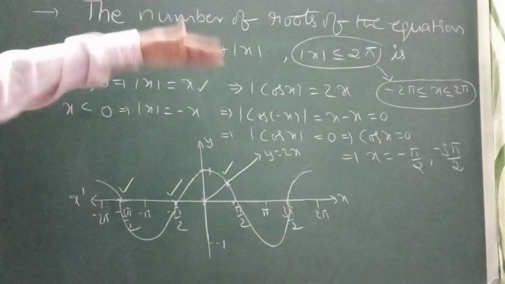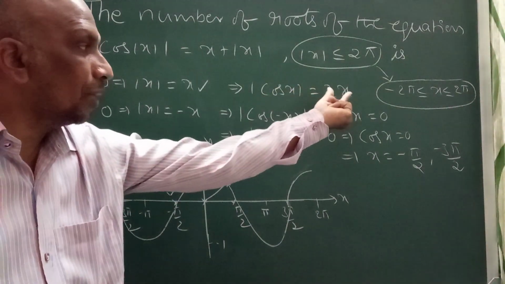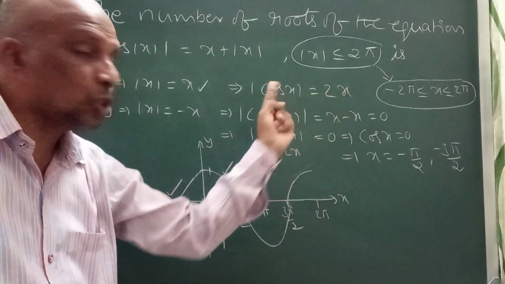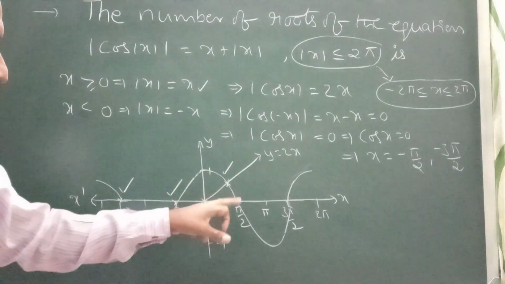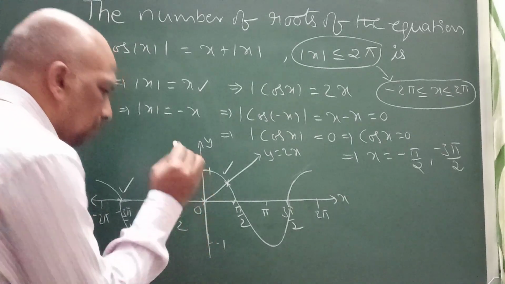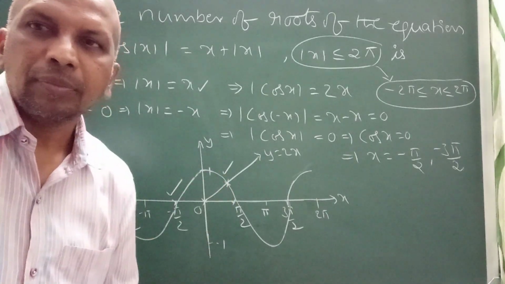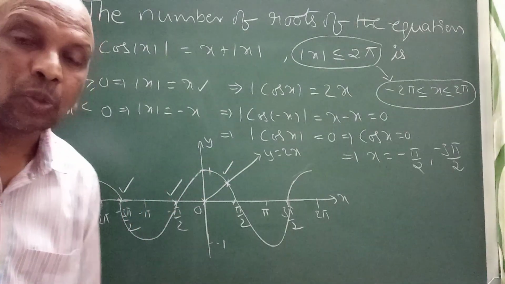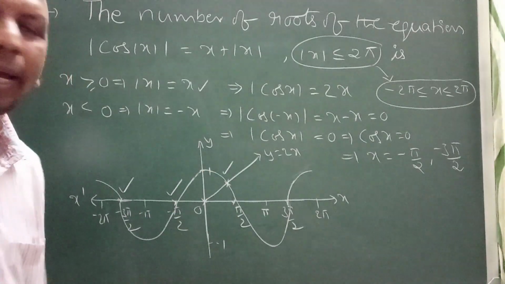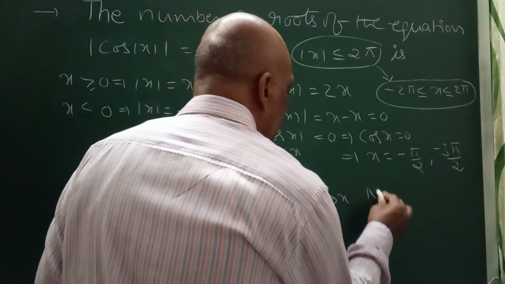Understood here? The graph cuts y = 2x at only one point between 0 and π/2, because the intersection of these two gives one point. So in total this gives three solutions. So the number of solutions is equal to 3. I can mark here: number of solutions is equal to 3.